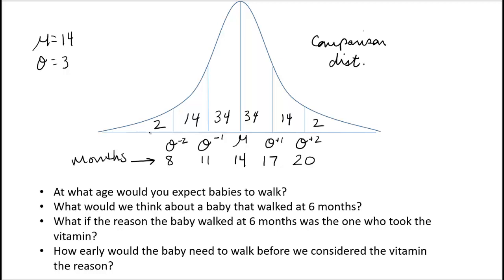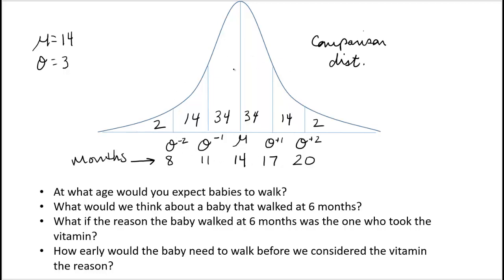But what if the reason that the baby walked at 6 months was because they took the enriched vitamin? Now all of a sudden we're thinking to ourselves, well, wait a second. This baby didn't take the regular vitamin. It took an enriched vitamin and walked really early compared to the rest of these babies. You might start to think that, oh, maybe this enriched vitamin has an effect on walking ages, because this baby does not walk at the same ages as the babies that took the regular vitamin.